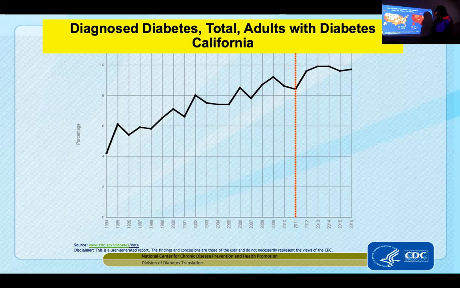In addition, next slide, please. This graph shows the staggering rise of diagnosed diabetes patients in California. It's rising. It's not even showing a plateau. It continues to rise, and this is very worrying.